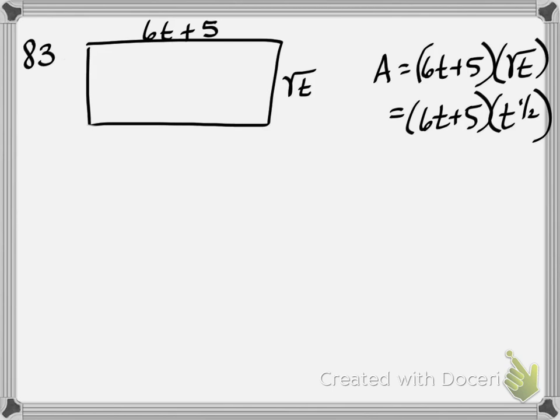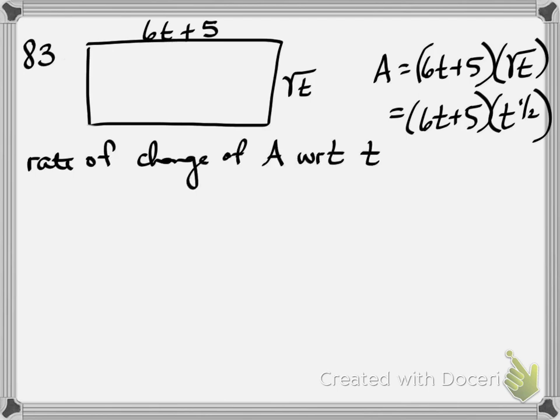Okay, where t is time in seconds and the dimensions are in centimeters, find the rate of change of the area with respect to time. Rate of change is a derivative, and the rate of change of area with respect to time means we want the derivative of the area with respect to time. So we're going to do dA dt. So we're taking the derivative of area, and the variable in that area formula is t. That's all that means.